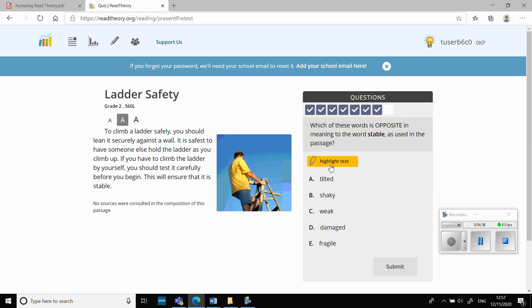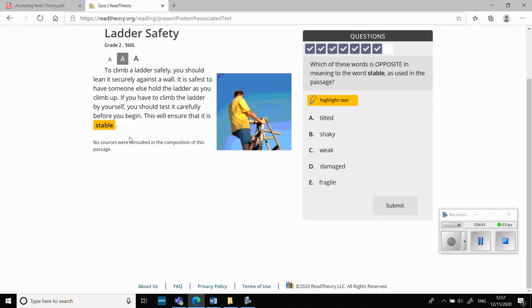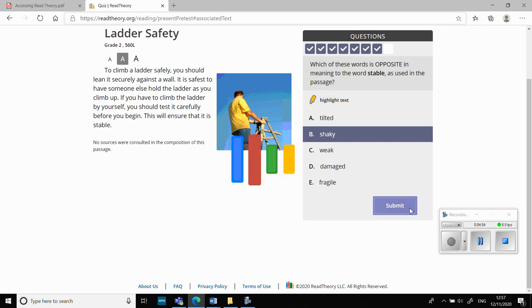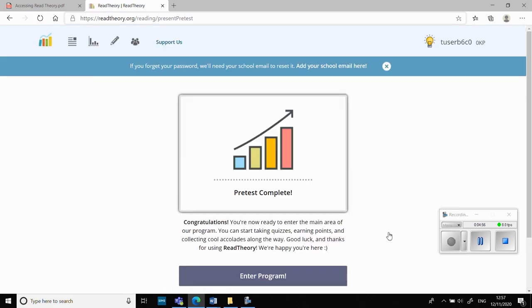Which of the words is opposite in the meaning to the word stable as used in this passage? So stable is one. This will ensure it's stable, and the opposite word, the antonym, tilted, no, shaky. I think it'll be shaky. Check the others. Weak, damaged, fragile. I think it's shaky. Okay, so I submit that, and then I go through.